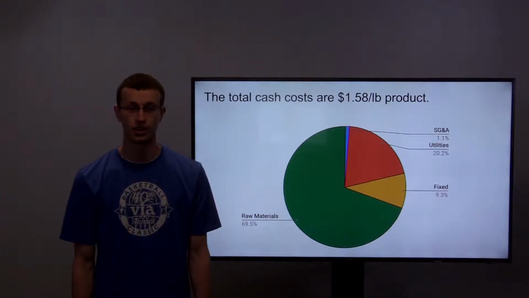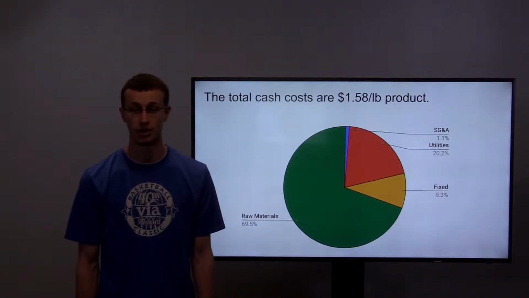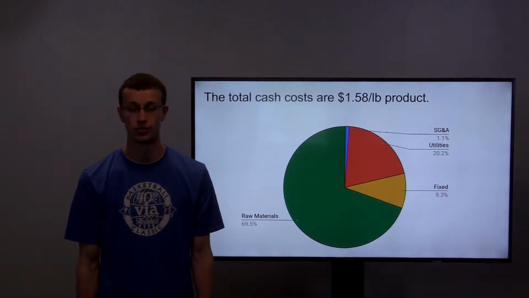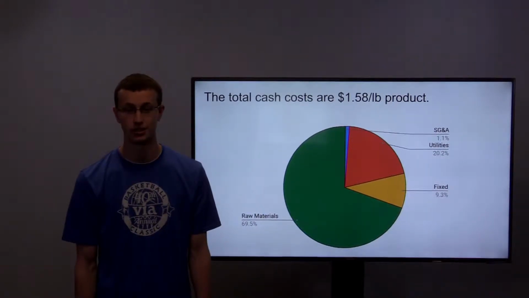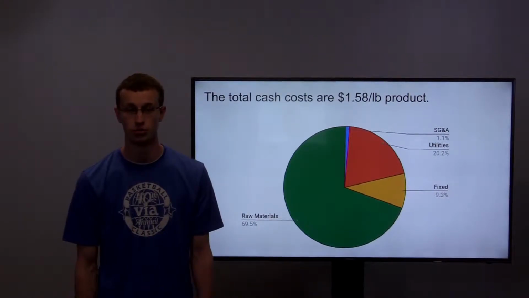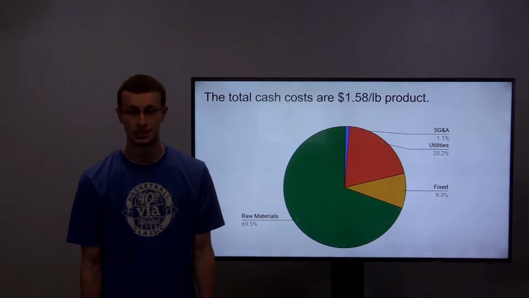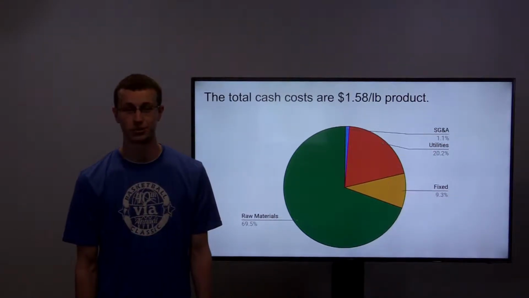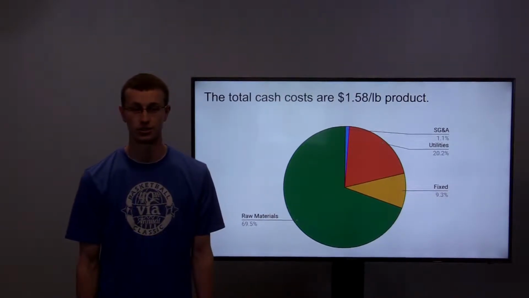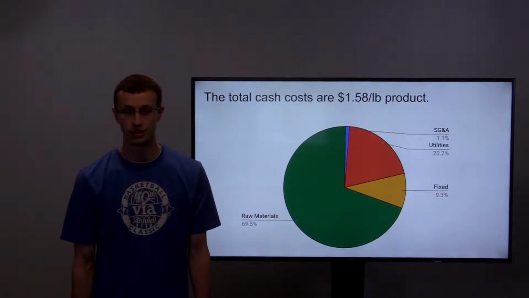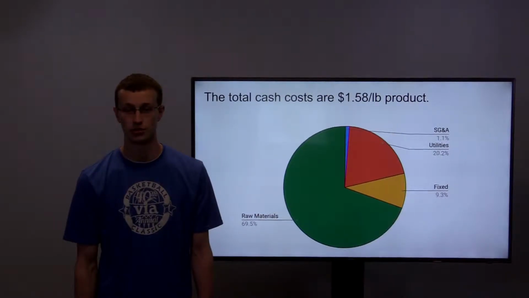The total cash costs are $1.58 per pound product with respect to xylene and benzene being our desired products. The raw materials account for 70% of our total cash costs due to purchasing them from outside vendors. The utilities account for 20% of the total cash cost. Within the utilities, refrigeration is the most expensive component.